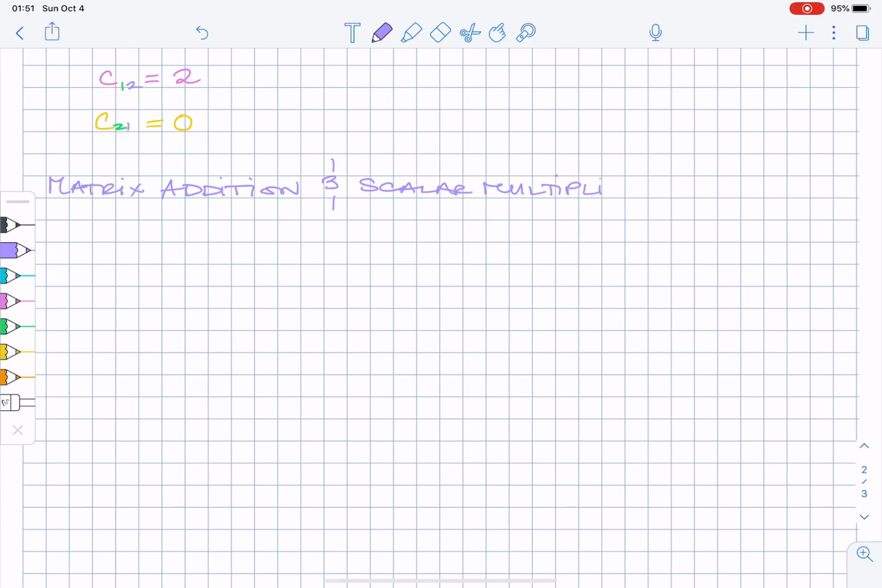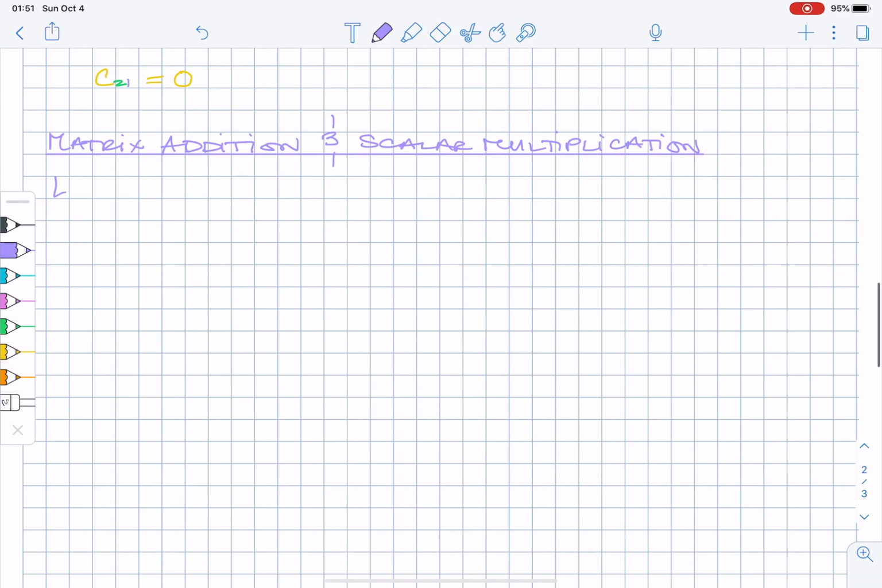Multiplication. So scalar means by a constant, not by another matrix. So let's let capital A and capital B be M by N matrices, meaning they both have the same dimensions. It's required here. And let's have K be a real number.